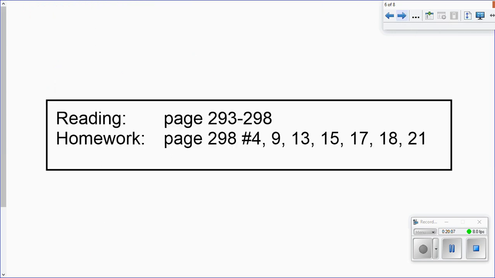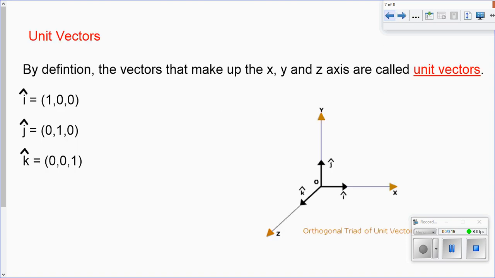All right, some more questions. The homework solutions are posted on the online class and the homework page. And real quick, unit vectors.